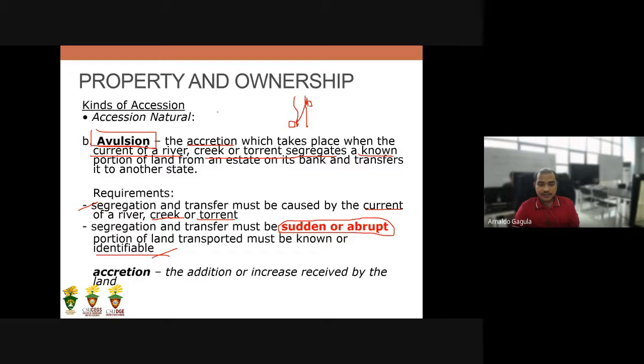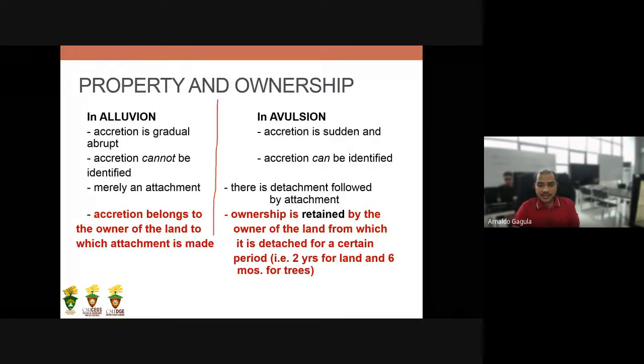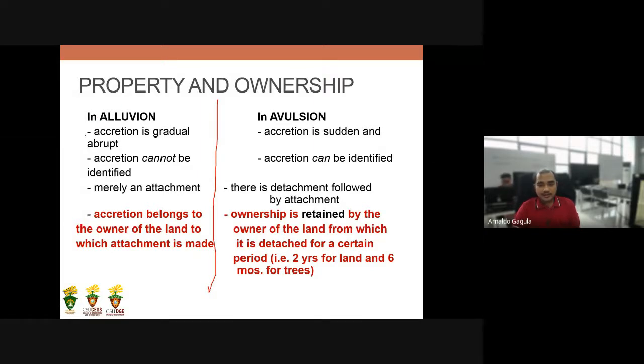Accretion, when you say accretion, di ba accession is the right? Ang accretion is the addition or increase received by the land. So, process niya is pag-add or pag-increase sa isa ka portion sa land. So, kung ato siyang i-compare, alluvion is gradual. It cannot be identified and is merely an attachment, hinay-hinay. So, avulsion is sudden, abrupt.